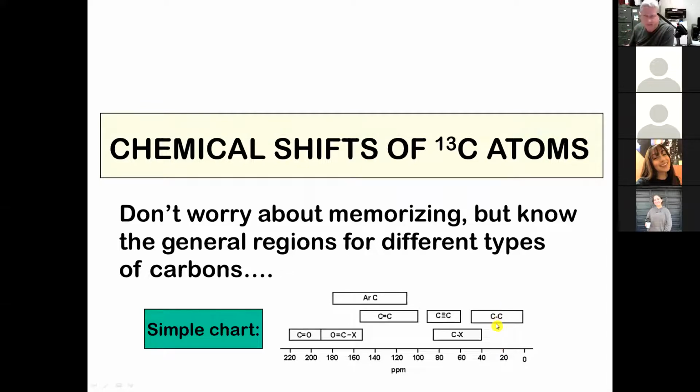So generally speaking, alkyl, kind of boring, CH3s, CH2s and stuff are around 0 to 40. Carbon with an X group on it, like a bromine, chlorine, or oxygen, is kind of 40 to 80. Alkynes happen to be in this region too. Alkenes are a little more downfield, and they overlap with aromatic. And then esters and amides and stuff are 160, 180. And then ketones and aldehydes are around 200. That's one cool thing, you can really distinguish a ketone from an ester by the carbon NMR. Ketones and aldehydes are always a little further downfield in the 200-ish, 220-ish range.